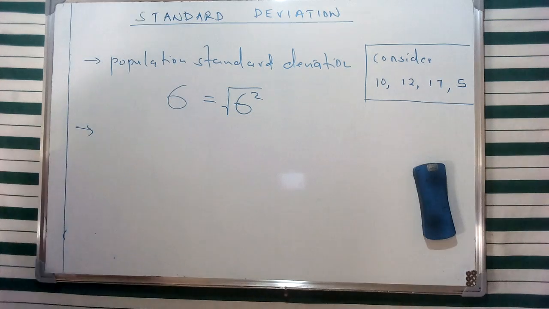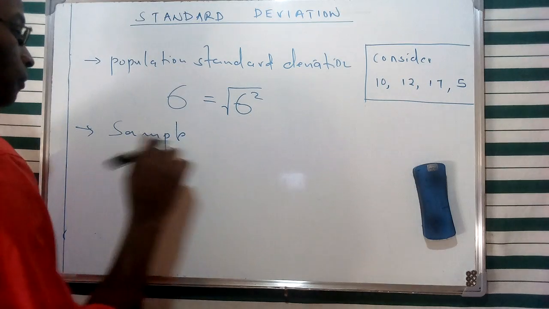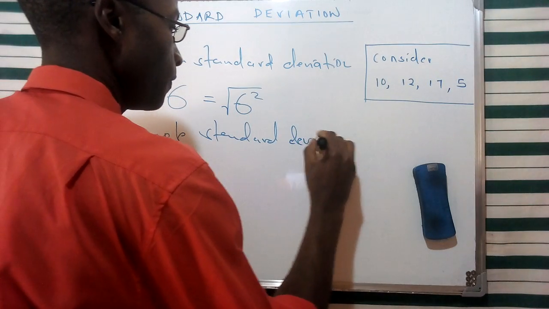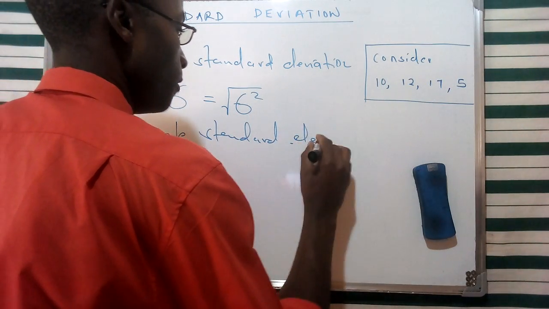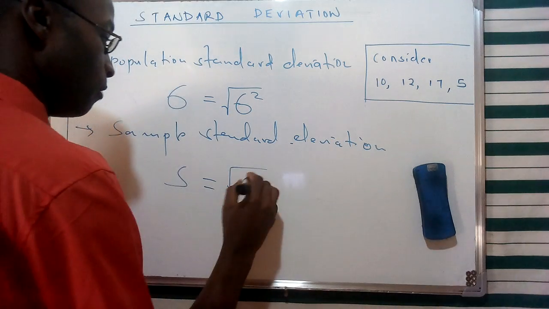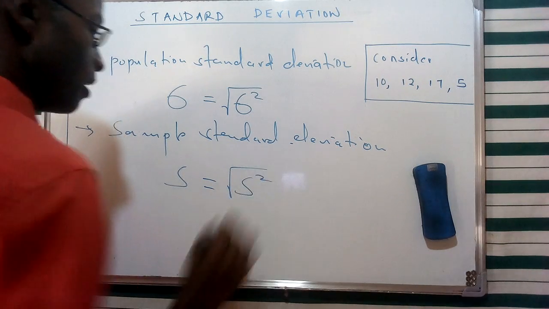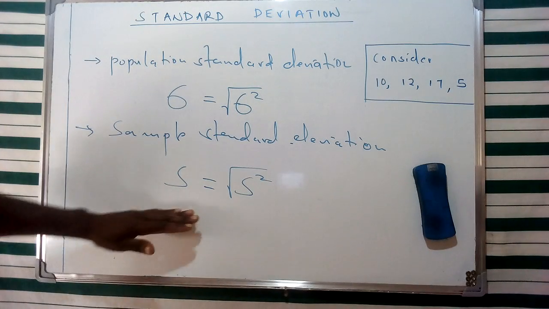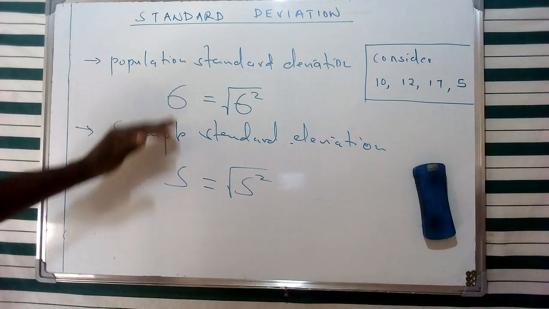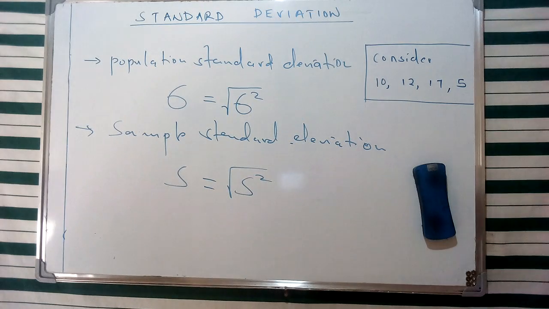And as well, we can represent the concept of the sample standard deviation using S, which is the root of the sample variance, given in terms of the square of S. And of course, we're going to see that from our specific illustration, we can evaluate these particular values for the sample and the population standard deviation given as such.